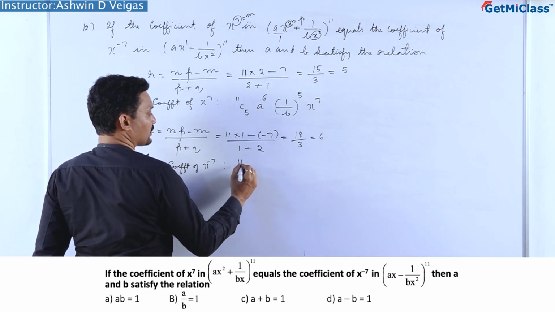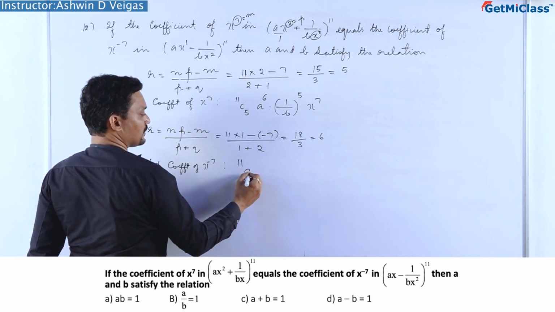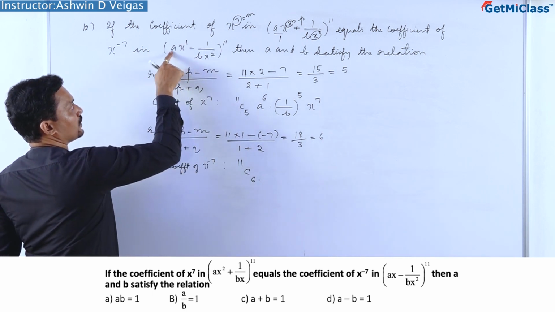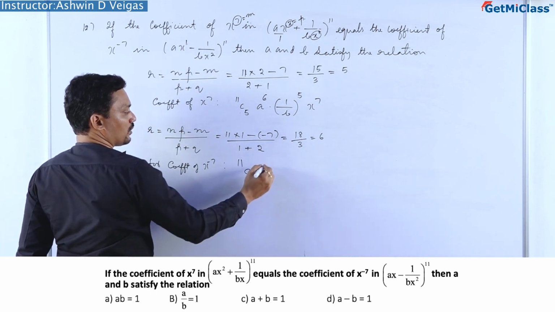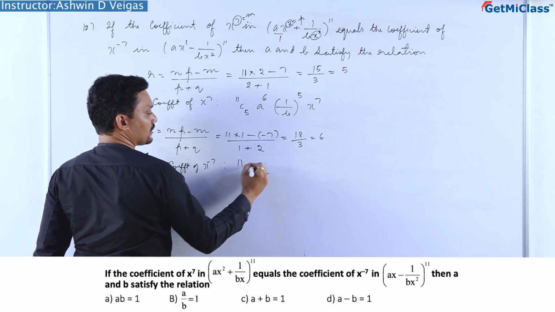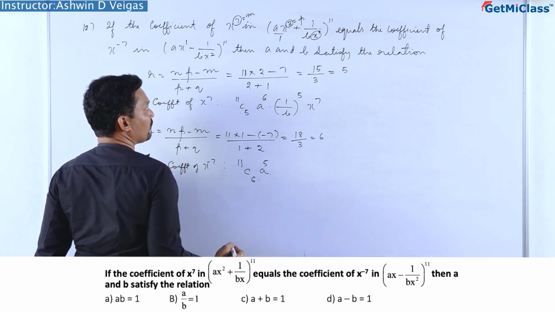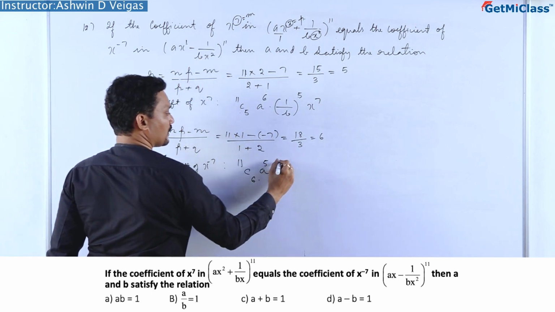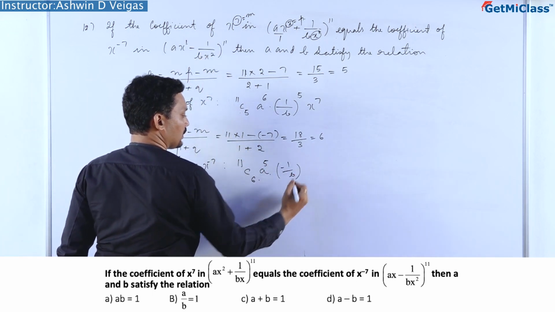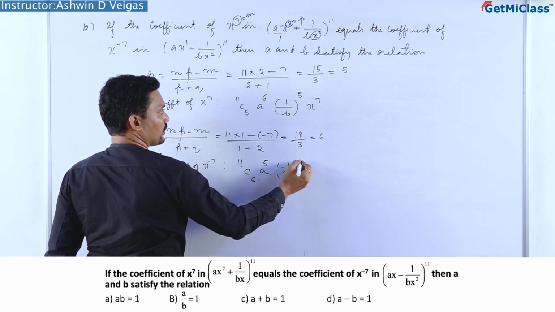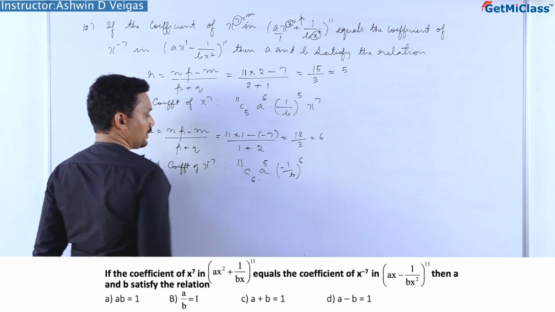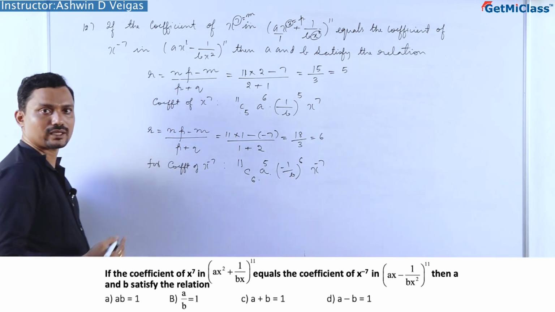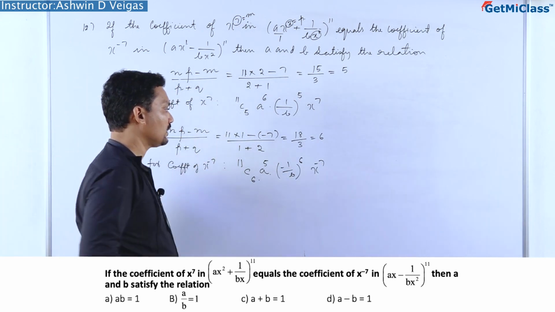Again we will write the coefficient of x^-7 in this case. For this we will use the shortcut. First write 11C, then R, that is 6. Other than x terms, whatever is there you have to write A, and on the power you take the difference, 11 minus 6, that is 5, into the same thing, the other than x term, minus 1 by b, to the power R, that is 6. This term will have x^-7 in that expansion.